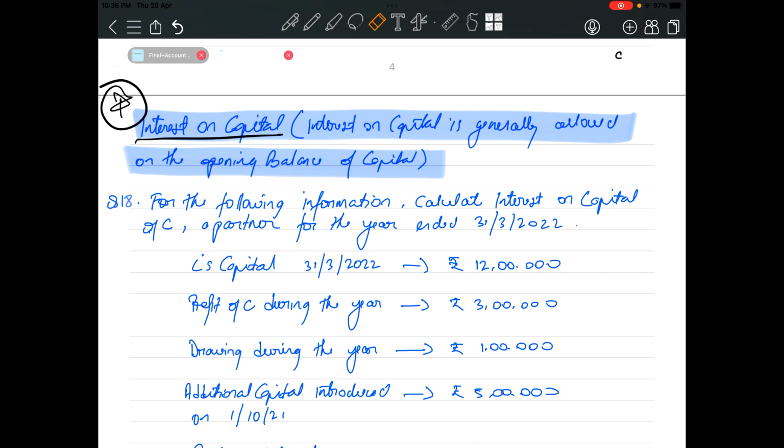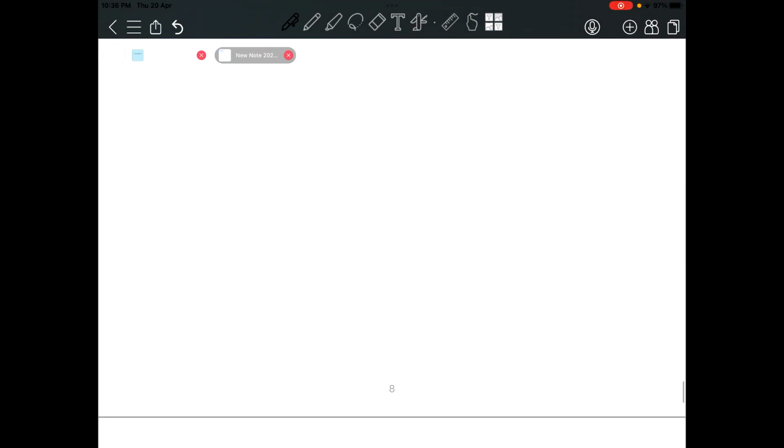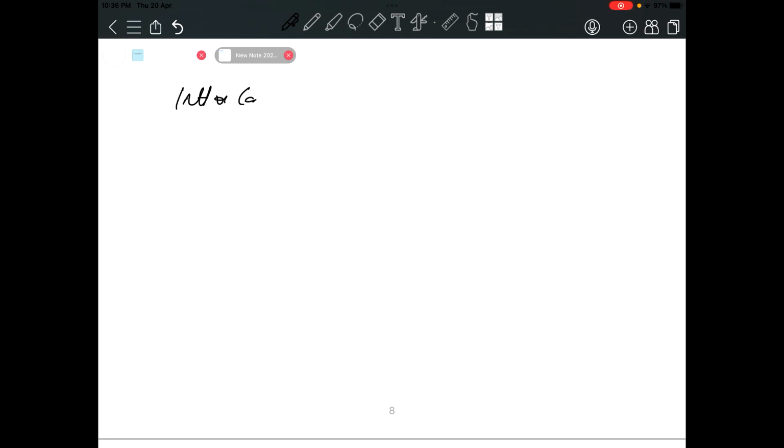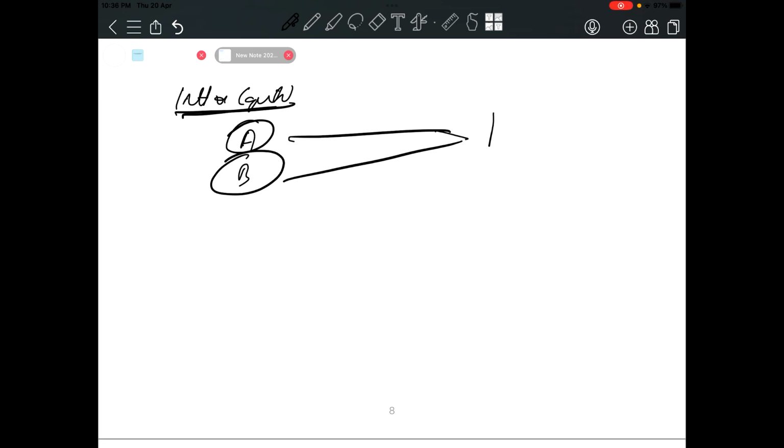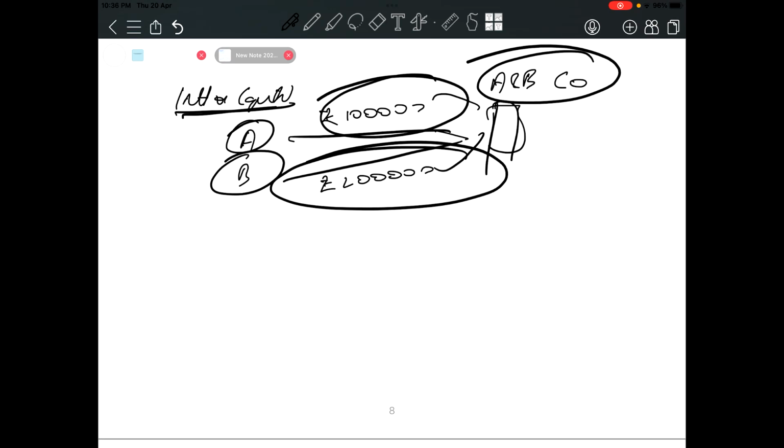Before we move further, let's discuss interest on capital briefly. Now, what is interest on capital? Say, for example, A is a partner and B is a partner. They have started a business called A and B company. A has introduced 1 lakh and B has introduced 2 lakh. They have introduced money into the business as capital, so they will get interest on this.